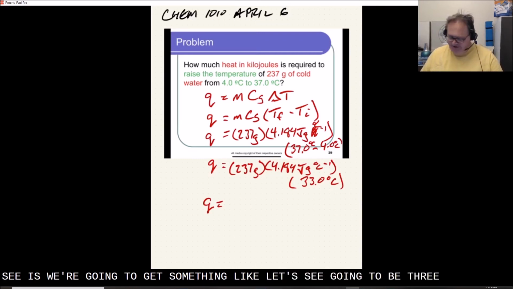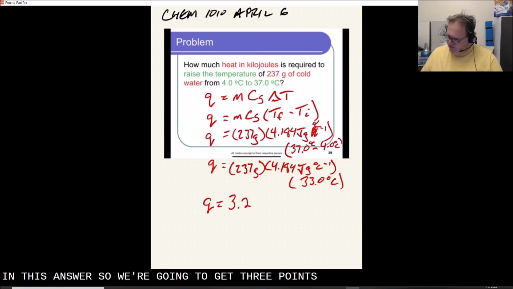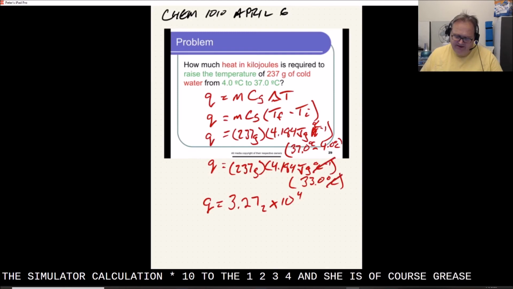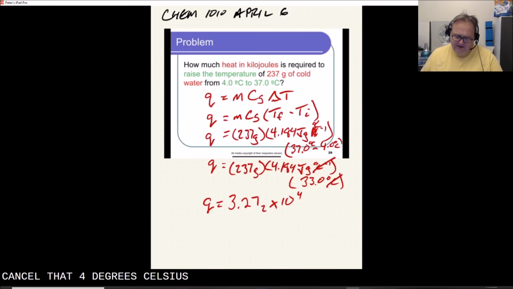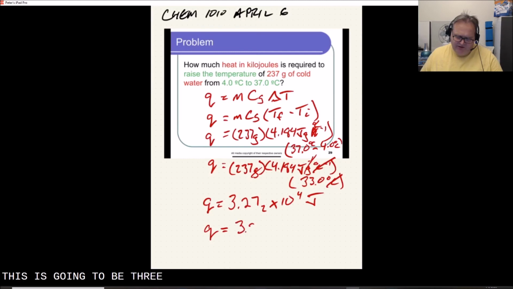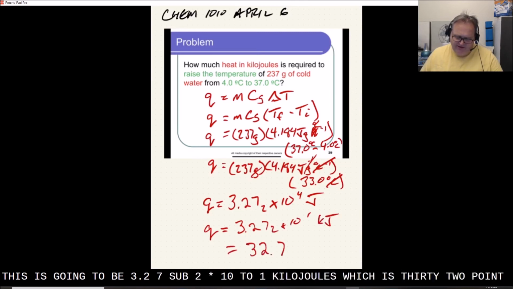It's going to be 3 sig figs in this answer, so we're going to get 3.27, let's say sub 2 if we wanted to use this in a later calculation, times 10 to the 4. Of course, degrees Celsius cancels out per degree Celsius per gram here. I wrote my unit down incorrectly. I'm going to cancel out the gram here, leaving us with joules. There we go. The question asked for this answer in kilojoules, so this is going to be 3.27 sub 2 times 10 to the 1 kilojoules, which is 32.7 kilojoules.